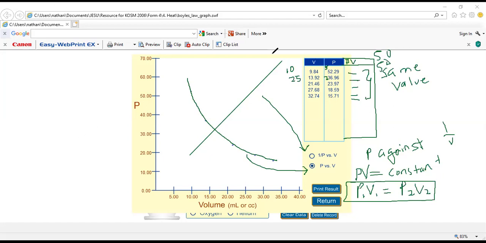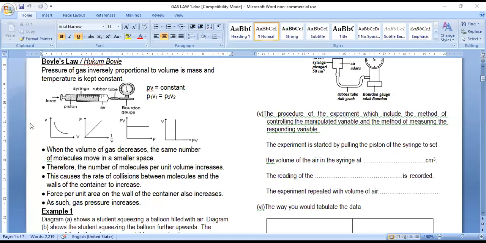Now, if you look at the graph, there are a few graphs you need to know. P against V is inversely proportional. P against 1 over volume will be directly proportional. But if they ask you to plot a graph of PV against P, you get a straight line, because this value is a constant.